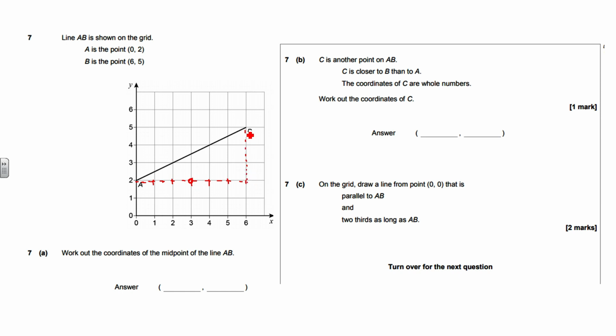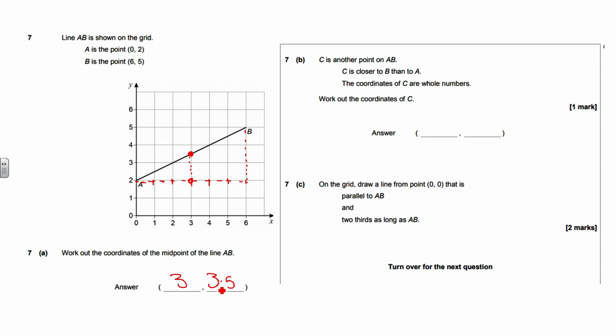Vertically, how far do we go? That's 3 up. So half of 3 would be 1.5. So we're going to go up to there. The midpoint is going to be there. So the midpoint of that line is going to be 3 and then 3.5. It's absolutely fine to have a decimal in your coordinate.